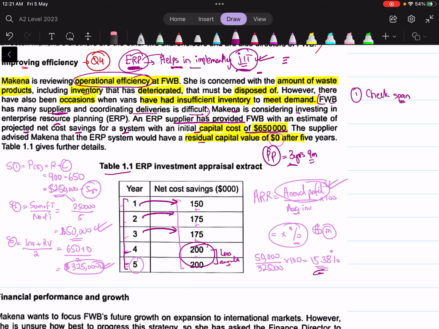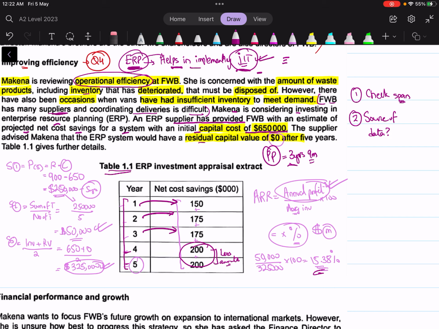So there you go. You have an evaluative comment right there and then. You're questioning the validity of the data used in the assessment of such techniques. So first things first, you're going to check the span. The next thing that I always advise my students is to check the source of data.